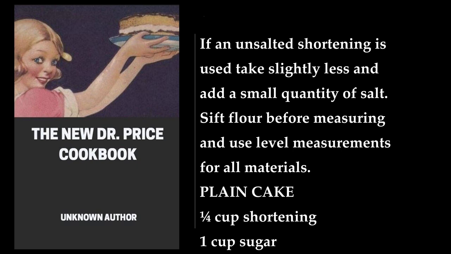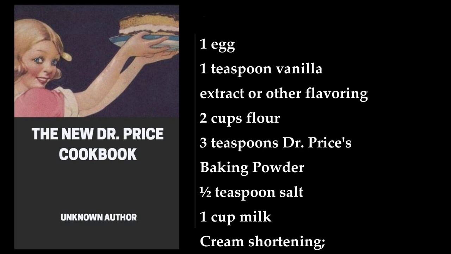Plain cake. 1/4 cup shortening. 1 cup sugar. 1 egg. 1 teaspoon vanilla extract or other flavoring. 2 cups flour. 3 teaspoons dry Price's baking powder. 1/2 teaspoon salt. 1 cup milk.